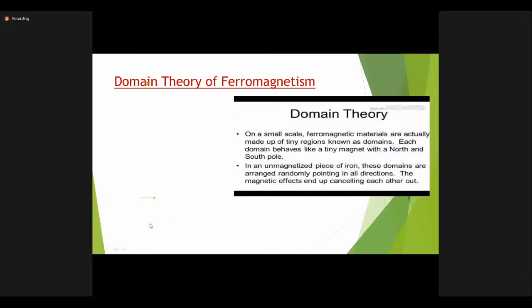Domain theory of ferromagnetism. Why do ferromagnetic materials exhibit strong magnetic field? What is the reason for it? The reason is all ferromagnetic materials are divided into various regions. Please see, I am showing you a slide where the ferromagnetic material is divided into various regions. Each region, you can see all these cross lines zigzagly aligned. And in each region, you have magnetic dipoles in one direction.